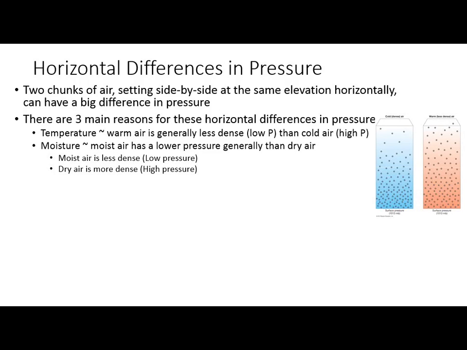Another way is whether your chunk of air is dry or moist. When we talked about air masses, we already talked about maritime air masses that are moist and continental air masses that are dry. If you have 2 chunks of air, one moist and one dry, you automatically already have a pressure difference. I'm going to try to tell you why you care if you have a pressure difference between these 2 chunks of air.